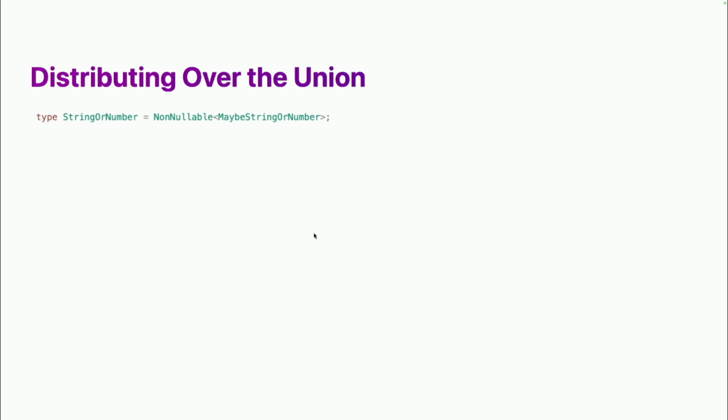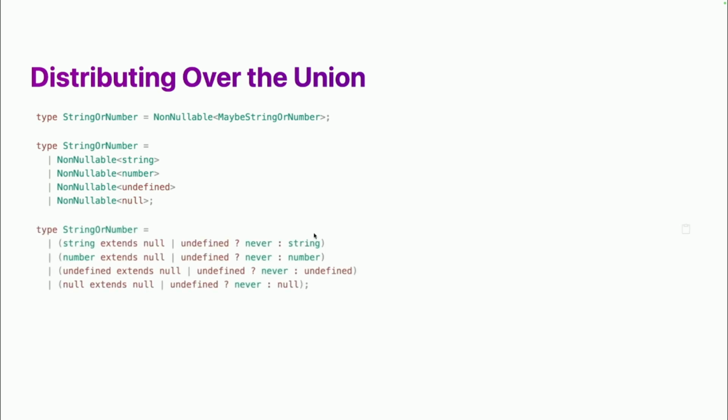We also know maybe string or number is a type union, and we know that conditional types distribute to each member of that union. So one of the ways we could think about this is rewriting it as string or number is going to be equal to non-nullable string, non-nullable number, or non-nullable undefined or null. From there, we can strip back some of our generic syntax and replace it with the ternaries that non-nullable type alias is hiding.